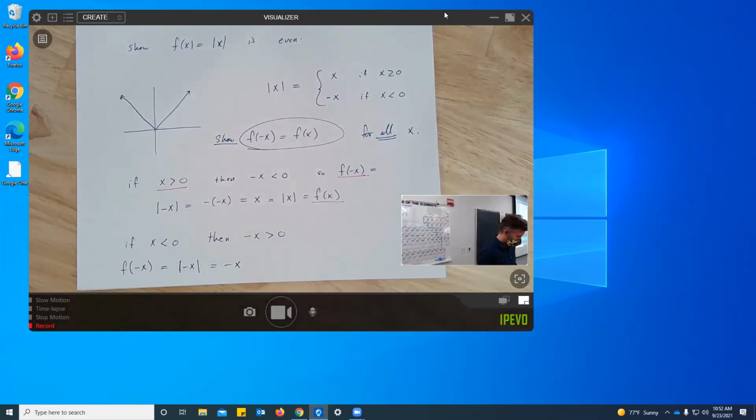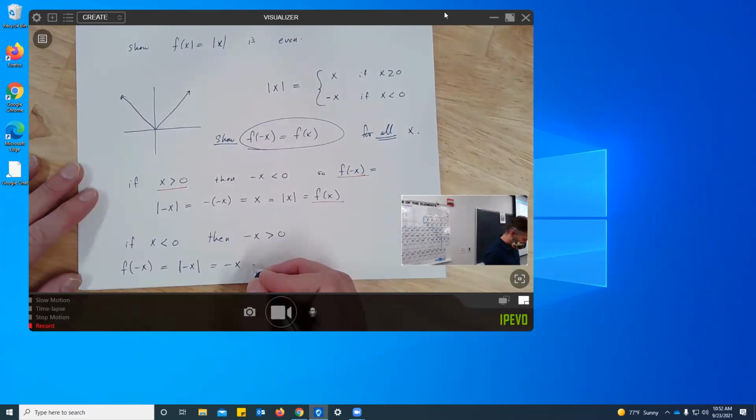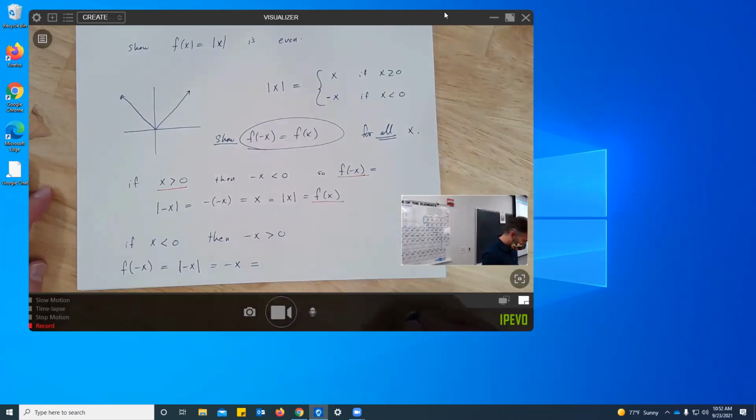And now I'm trying to get to here. If x is less than 0. Come on, brain. Is this equal to f of x? I don't think so. No, it's a good question. I'm not just discounting what you're saying. I'm saying I really don't think it is. Let me think about it.